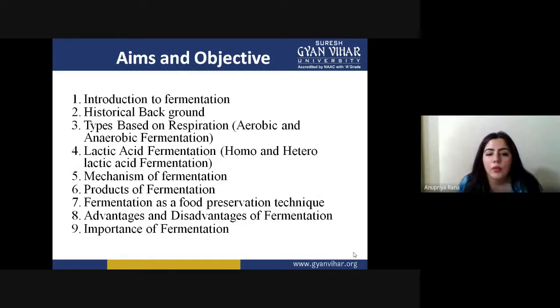After that, we go through the mechanism of fermentation, with a pre-definition theoretical aspect, to see how the fermentation process takes place. After that, the products of fermentation. When we go through the mechanism, we also need to see what kind of products can be formed by the process of fermentation. Then fermentation as a food preservation technique, and in the application part, for what things fermentation can be used. In that scenario, we are going to see how we use fermentation for food preservation.